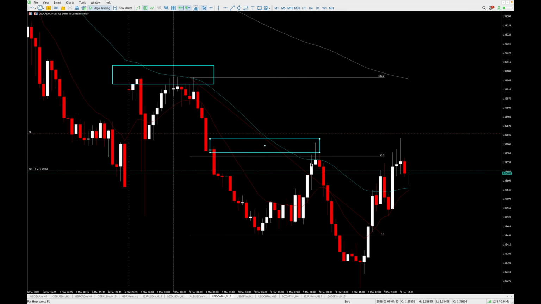Now that we have this first leg and the second leg, that is the reason why we have now entered this trade with our stop loss being only 14 pips.